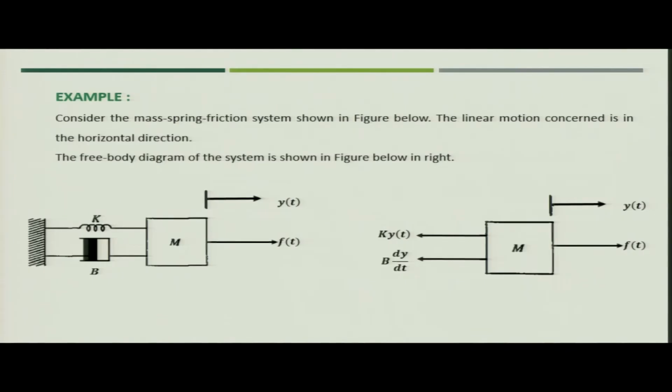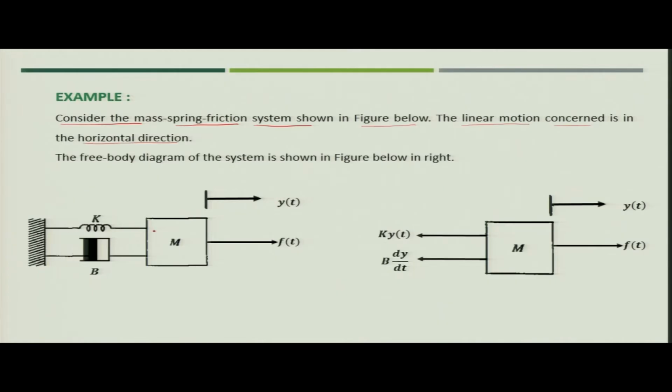Now, let us understand the mechanical model which we just discussed with the help of one example. Let us consider the mass spring friction system which is shown in the figure below. The linear motion concerned in this is in the horizontal direction. So, the mass is moving in the horizontal direction, so it is represented with y(t). So, displacement will be in the horizontal direction.